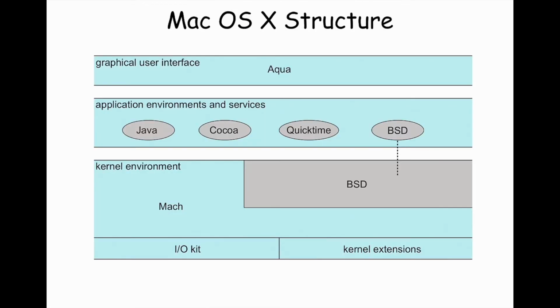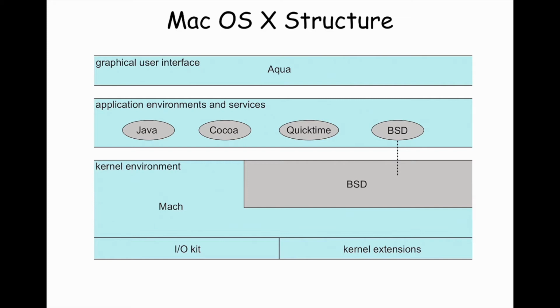Okay. So this is the macOS structure. You have parts of Mach, which is microkernel, and BSD, which is monolithic. You have hardware abstractions at the bottom, the I/O Kit, and kernel extensions, which are your kernel loadable modules that I just alluded to. Now, on top of your basic kernel, you have application environments.